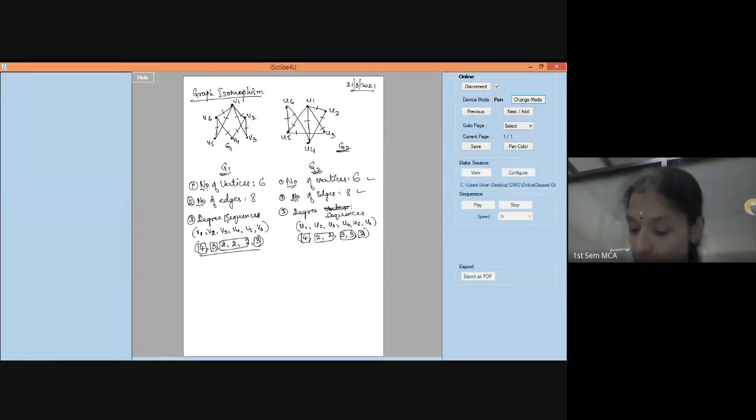If you have three vertices of degree 2 in one graph, you should also have three vertices of degree 2 in the other. If this kind of a matching is there, then we say that the degree sequence of both the graphs is the same. So the third property is also satisfied.